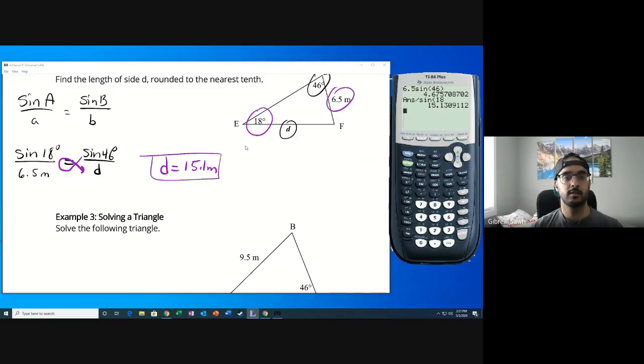Okay, so there's your side length. So the sine law is very, very nice to use as long as you remember that you need opposite side angle pairs. Okay, so there's my 15.1 meters.